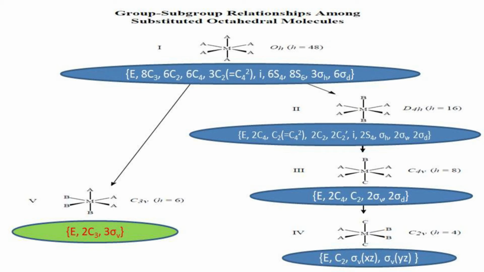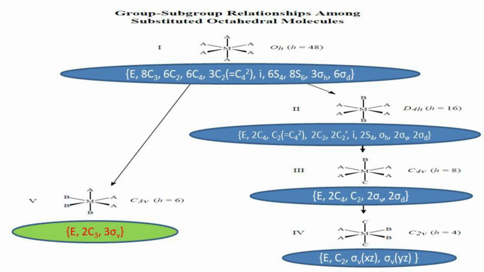See, in structure number 5, C3 operations are there, but in structure number 2, C3 operations are not there. If I am descending the symmetry, then operations cannot be increased, cannot be added, they can only be decreased. So in the C3v point group, C3 operations are added compared to structure number 2. Therefore, structure number 5 cannot be a subgroup of structure number 2.